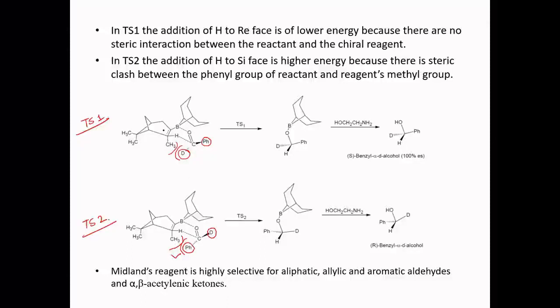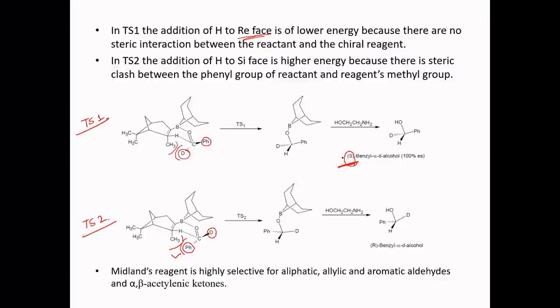And as a result of which, selectively, this alpine borane will approach the carbonyl through this particular complex where the deuterium and methyl will come in the interaction. And as a result of which deuterium will be below the plane and phenyl will be above the plane. And therefore, after hydrolysis, I'm going to end up with the S alcohol with 100% enantiomeric excess. So generally we say when we are using the alpine borane, the Re face is recognized and we are getting formation of S alcohol as the major product.